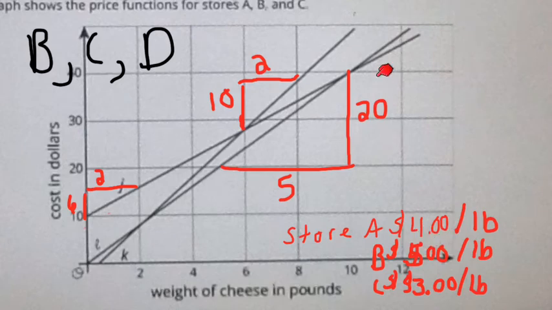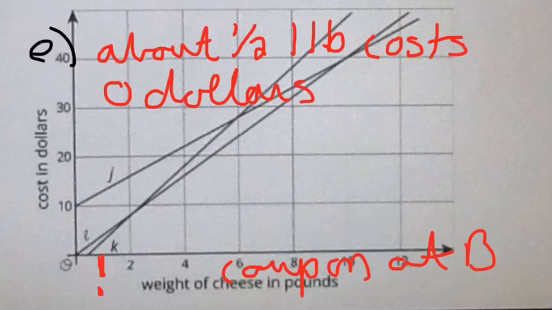And then on this one right here, which is store A, the rise is 20 and the run is 5, so 20 divided by 5 is 4. And then on this one, I said that the rise was about 6 because it was definitely a little more than half, and the run is 2, and 6 divided by 2 gives you $3 per pound for store C.